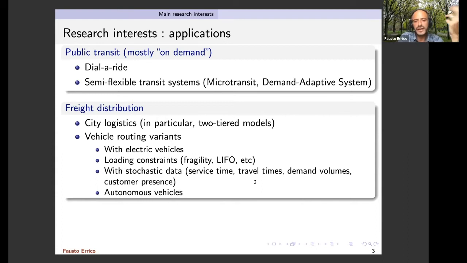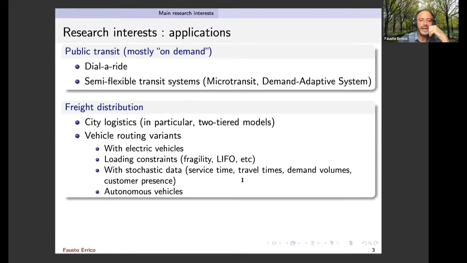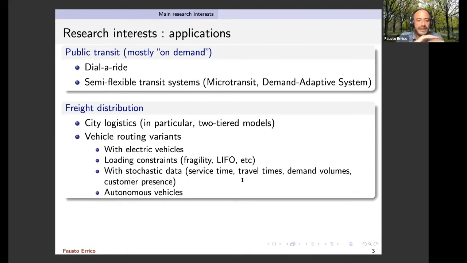Then there are loading constraints. I worked on something called the fragility constraint, where basically you cannot put heavy items on the top of fragile items, and your capacity is organized in stacks, for example. So there are some issues there, and in the third line, probably there's most of the research I did.